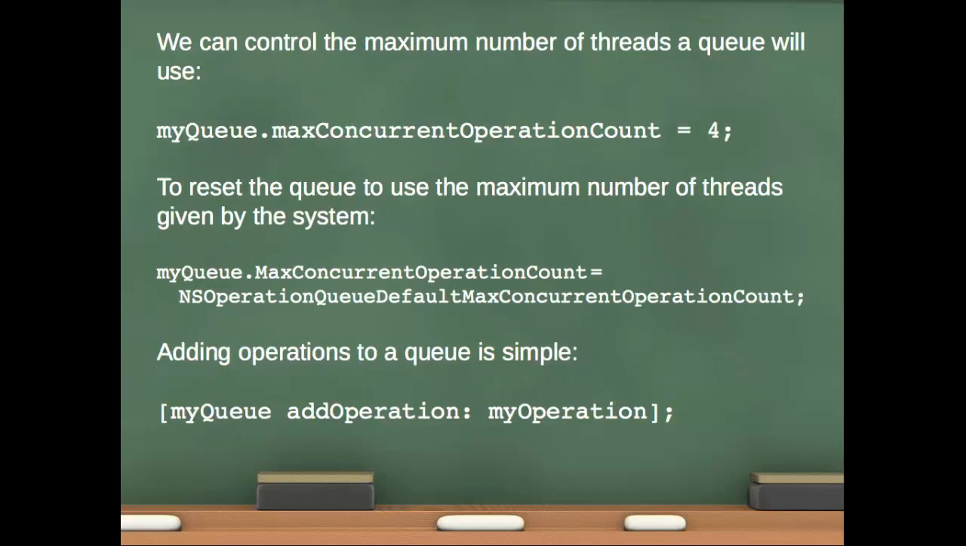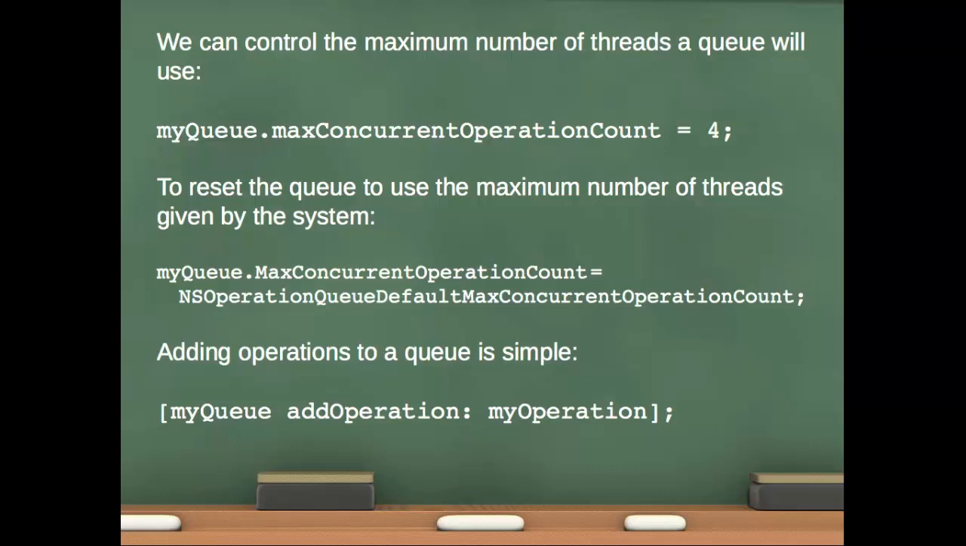We can control the maximum number of threads that a queue will use. We can't control anything else, but we can control the maximum number of threads. We do that through the maxConcurrentOperationCount property. So if we want to say that this queue should only at maximum run 4 concurrent threads, we can do that. We can also tell the queue to run as many as it possibly can.